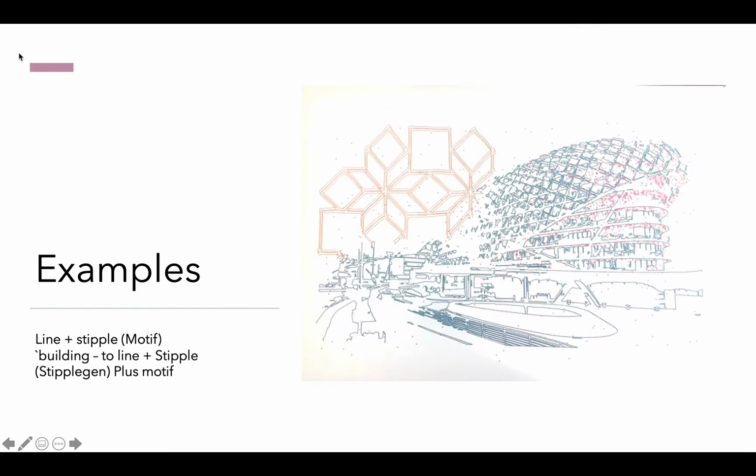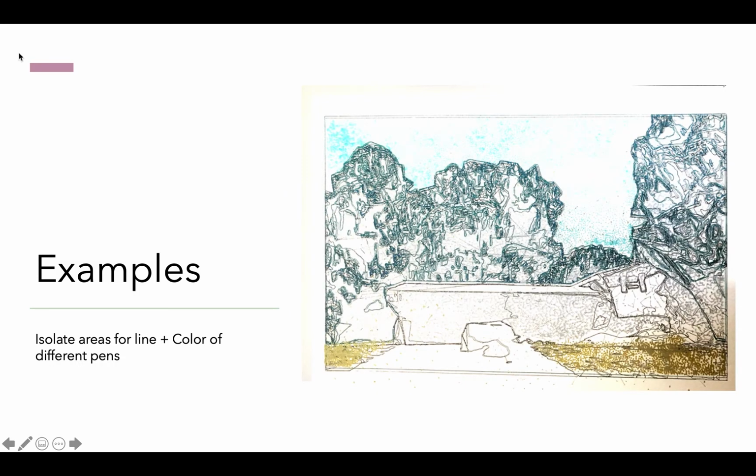So, this is another example. This is the hotel out on Yas Island. You can see there's actually 3 layers. There's some stippling here with the hotel, the line work, which turned out really well, and then you've got the motif work going on here in the background. So it's really 3 layers, and this is pretty much what your first project is.